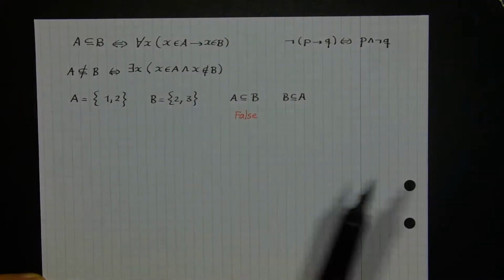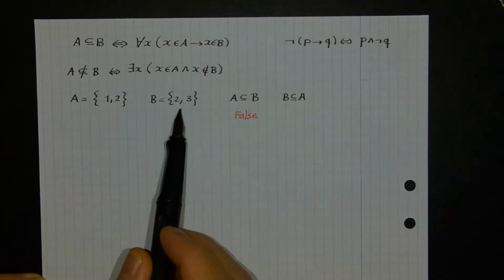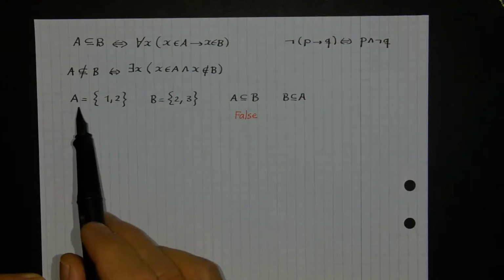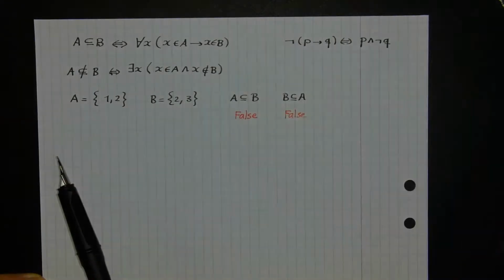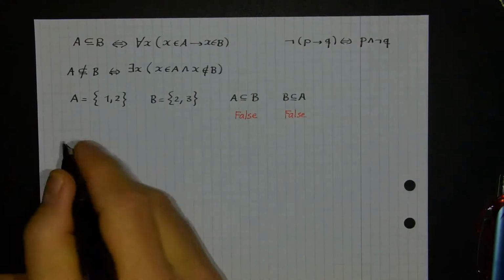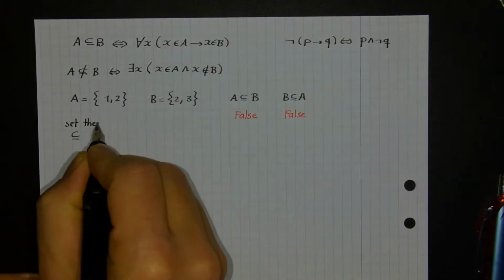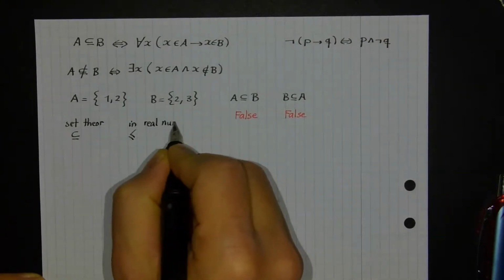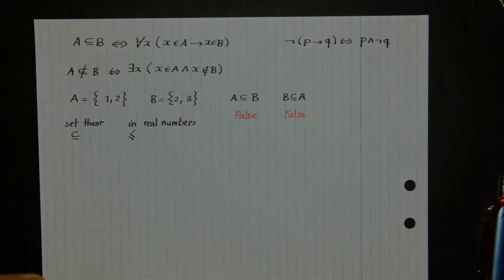And then, what about the second one? Is this true? Again, the answer is no, because you can find an element here which is 3, but it is not in A. So this is also false. The reason I gave you this example is that sometimes people draw an analogy between this symbol in set theory and this symbol in real numbers. Yes, there are some analogies between these symbols, but they are not exactly the same. So you shouldn't push this analogy so far.